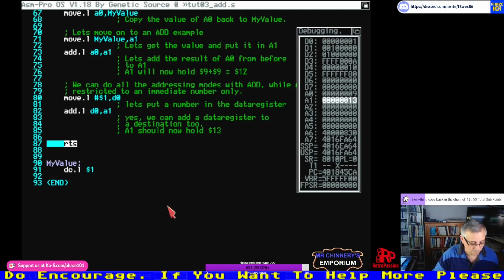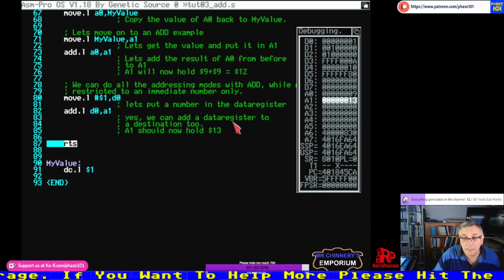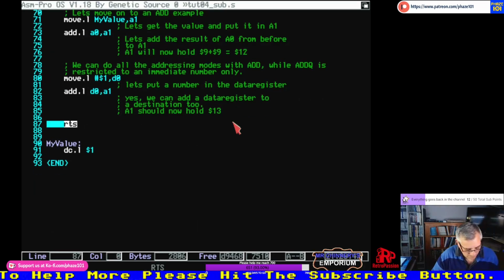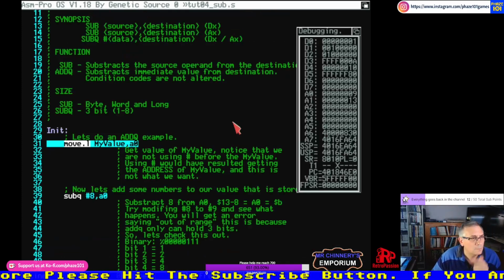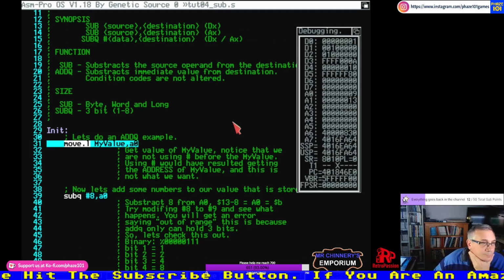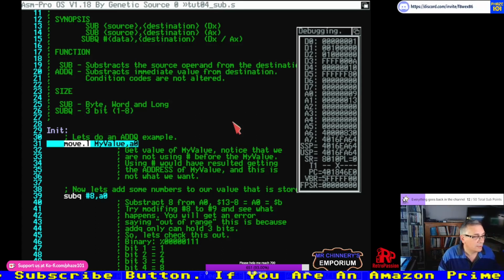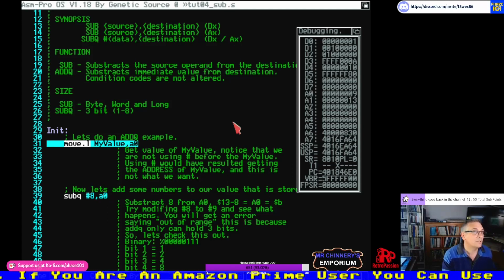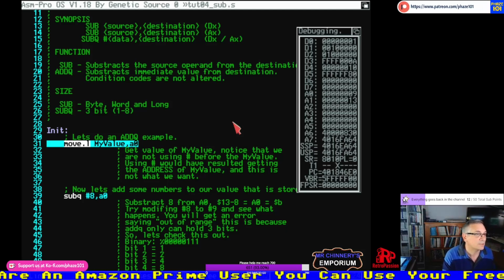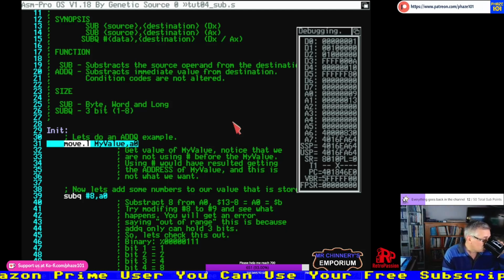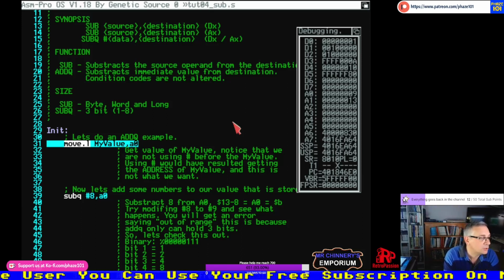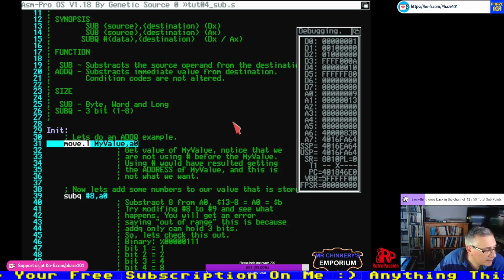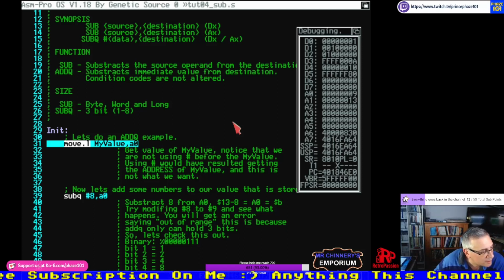So we go to the next, which is sub. Sub is the same like add, and like add, which has add quick, sub has got sub quick, okay? And it also permits us to use data registers and address registers. So it's the same example, but using sub instead of add.